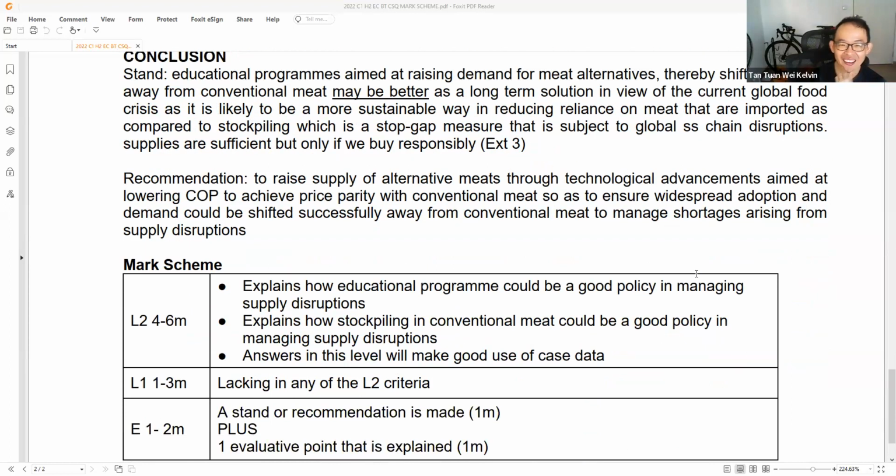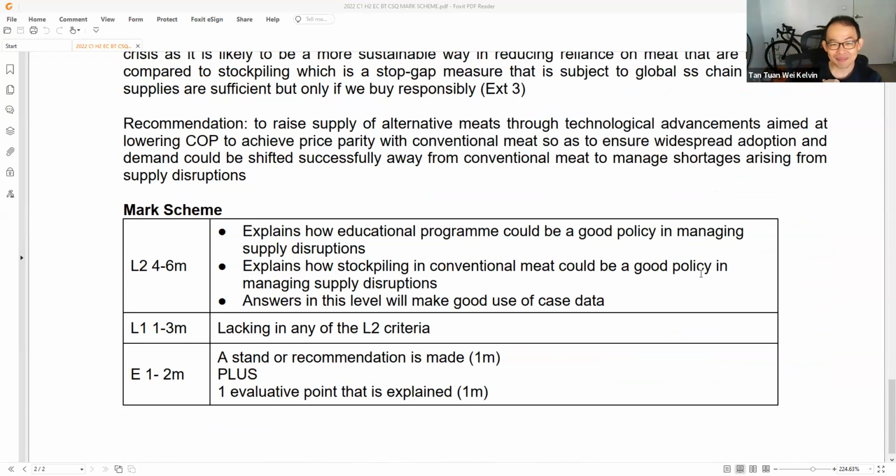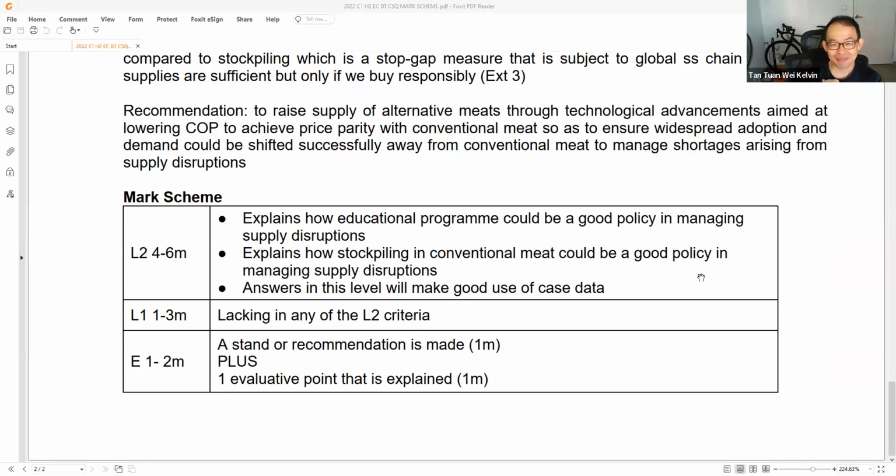Any questions? So R1 and R2 will be quite clear. One is to decrease demand, the other one is to increase supply. So it's clear. I'll post it in the Google Docs after this.